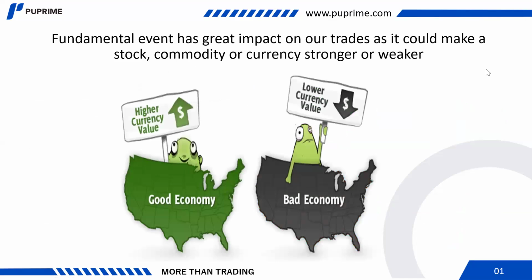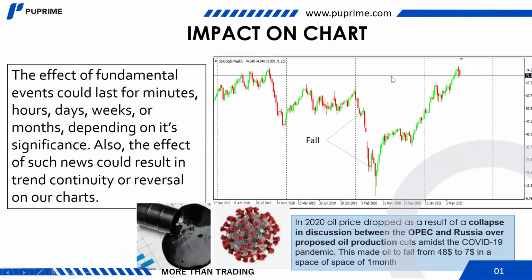So we say that fundamental events have great impact on our trade, as they will make a stock, commodity, or currency stronger or weaker. So when certain economic reports are released or when certain fundamental events happen, the resultant effect will be that the economy will be stronger or weaker. And that is very possible. Now, we want to look at the impact of fundamental events on charts.